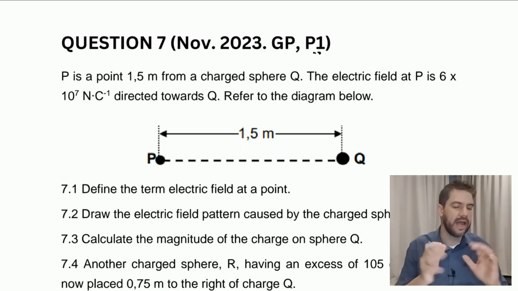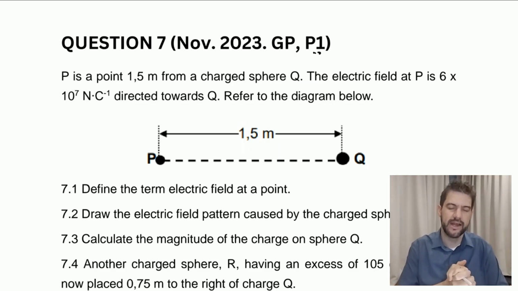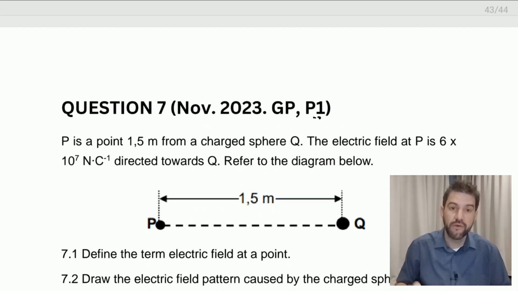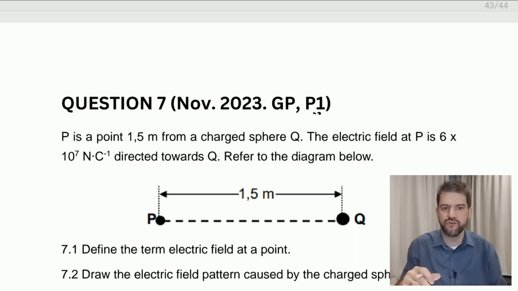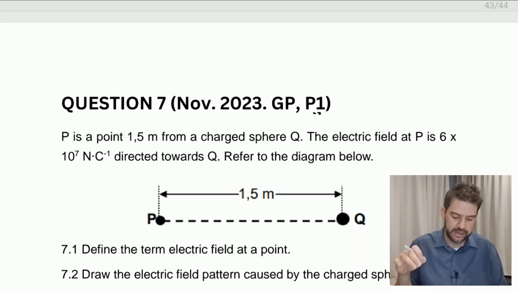Now we're going to dive into the question. This was question 7 done in Gauteng province in 2023. It's a good question. It's related to electric field, which is a very important part of the work. We answer almost all the questions in that question paper of 2023.